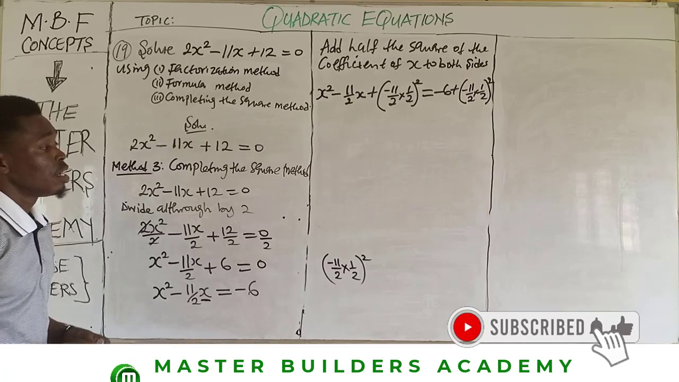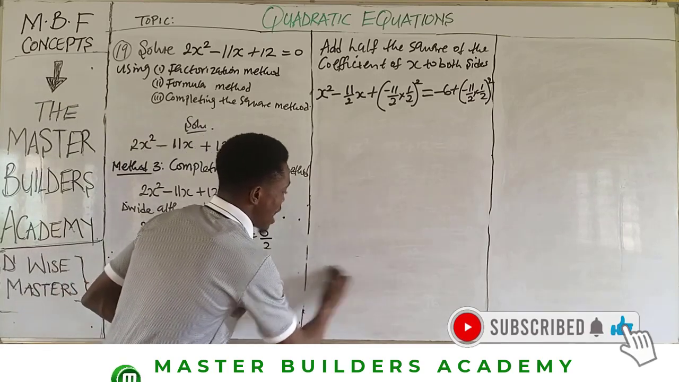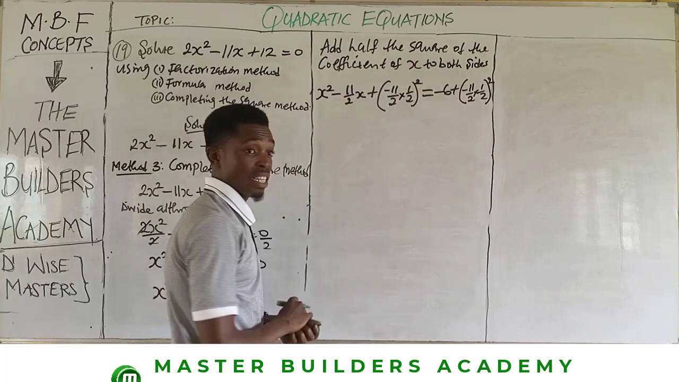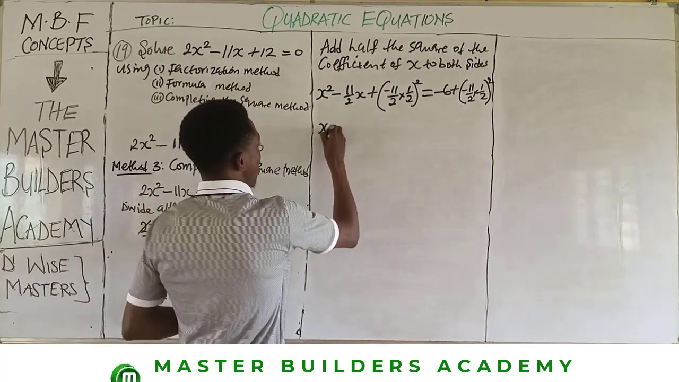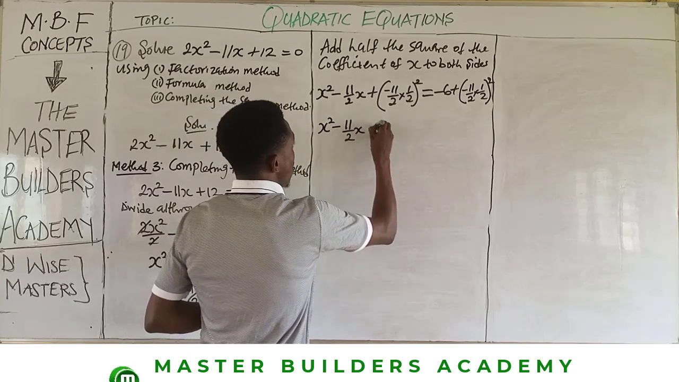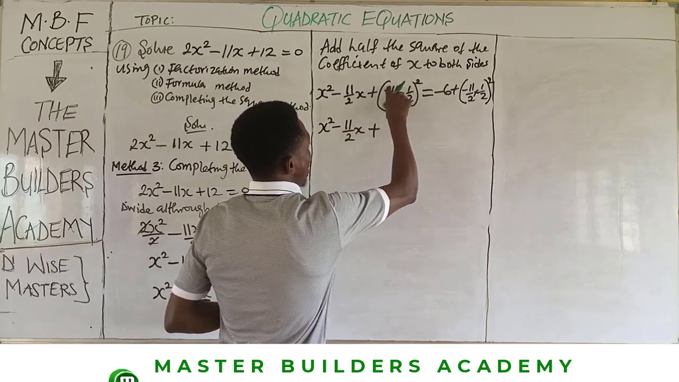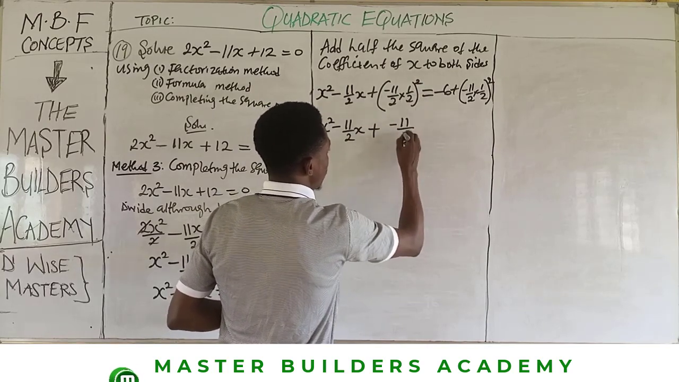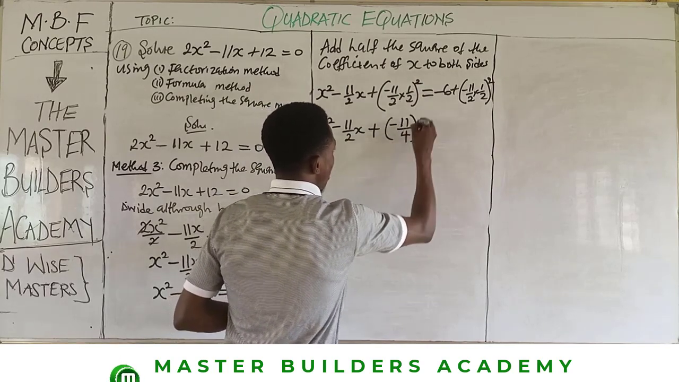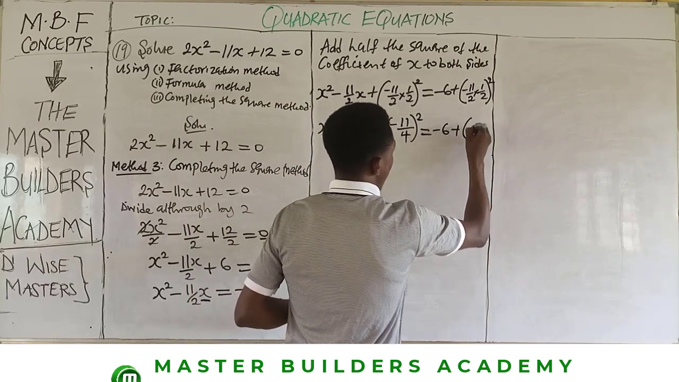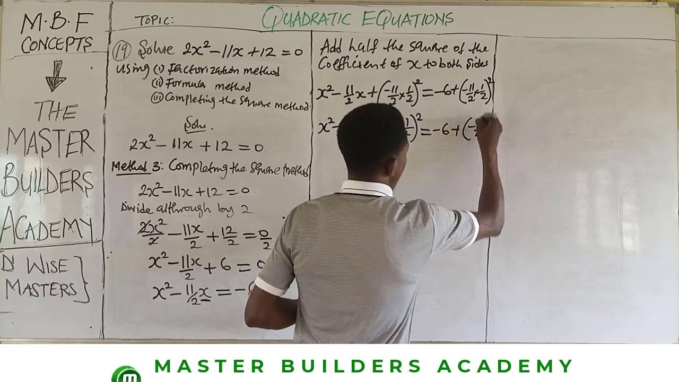All squared. So when we simplify these guys, all we need to do is to what? Multiply out what we have inside the bracket. So we have this as s squared minus 11 over 2x plus, now minus 11 times 1 will give us minus 11. 2 times 2 will give us 4. All squared is equal to minus 6 plus minus 11 over 4, all squared.